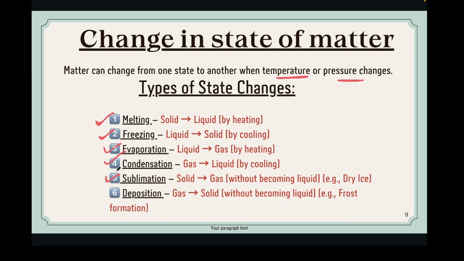Next is sublimation. Some solids change directly into gas without becoming a liquid, like camphor or dry ice. What is dry ice? Dry ice is a solid form of CO2, unlike regular ice. Dry ice does not melt into a liquid, it changes directly from solid to gas. It is used in keeping food cold during shipping. It is also used in creating fog or smoke effect in movies and stage shows.